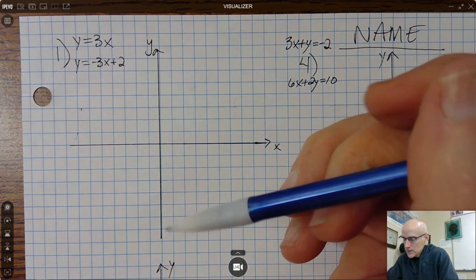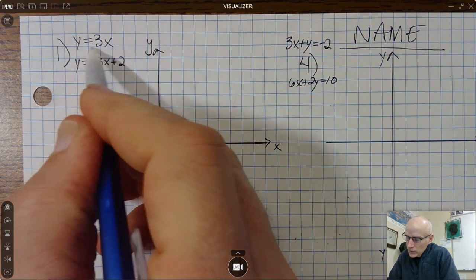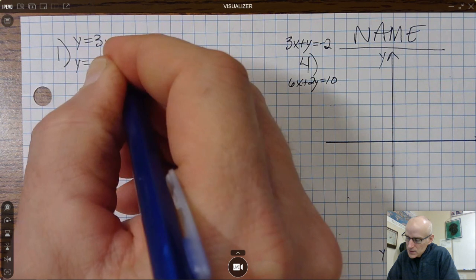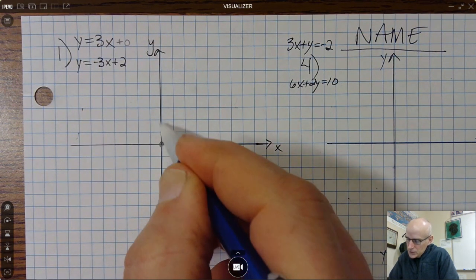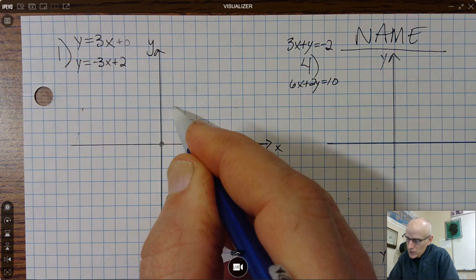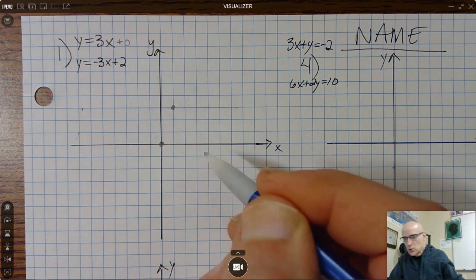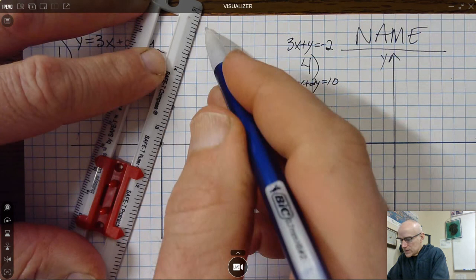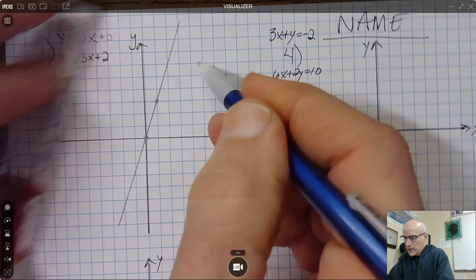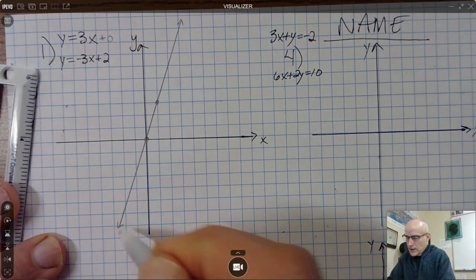But I want you to practice a little graphing. So y equals 3x plus 0, I would think about this as being like 0. It's going through the origin, right? And then I'm going to go up 3, 1, 2, 3, and I'm going to go over 1. I'm going to put another point down. Once I have those 2 points graphed, I'm just going to connect them together. This is equation number 1. Accurate enough for what we're doing for right now, okay?